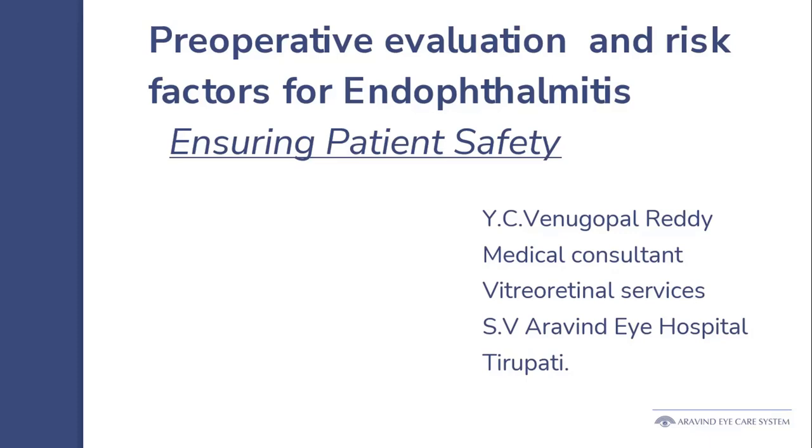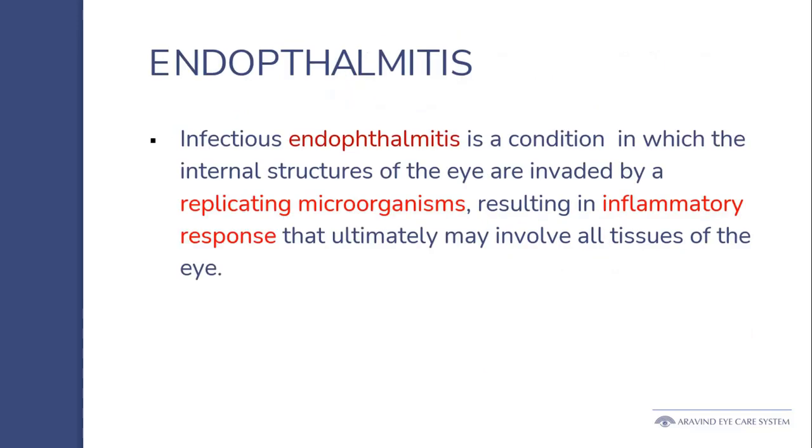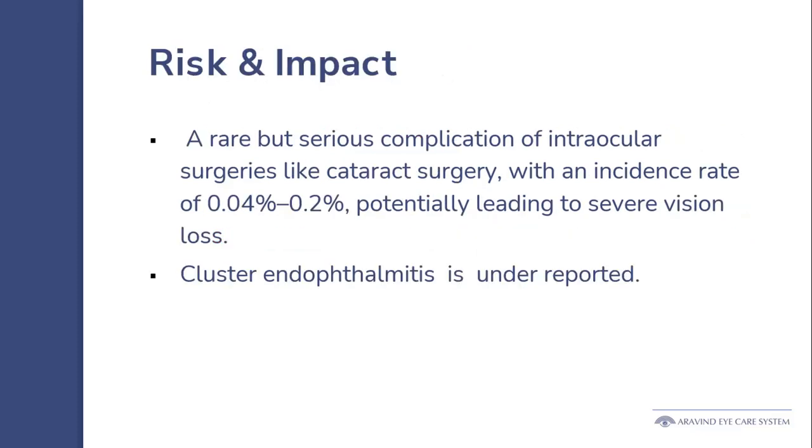So my topic is preoperative evaluation and risk factors. By proper preoperative evaluation, we have to ensure patient safety. As all of you know, endophthalmitis is a dreaded complication where the infecting organism gains access into the eye, proliferates, and excites inflammation, which ultimately causes damage to all tissues of the eye. It is a very devastating complication, with incidences ranging from 0.04% to 0.02%. And the incidence is often underreported, and clusters are often underreported. So the incidence may be a little higher also.